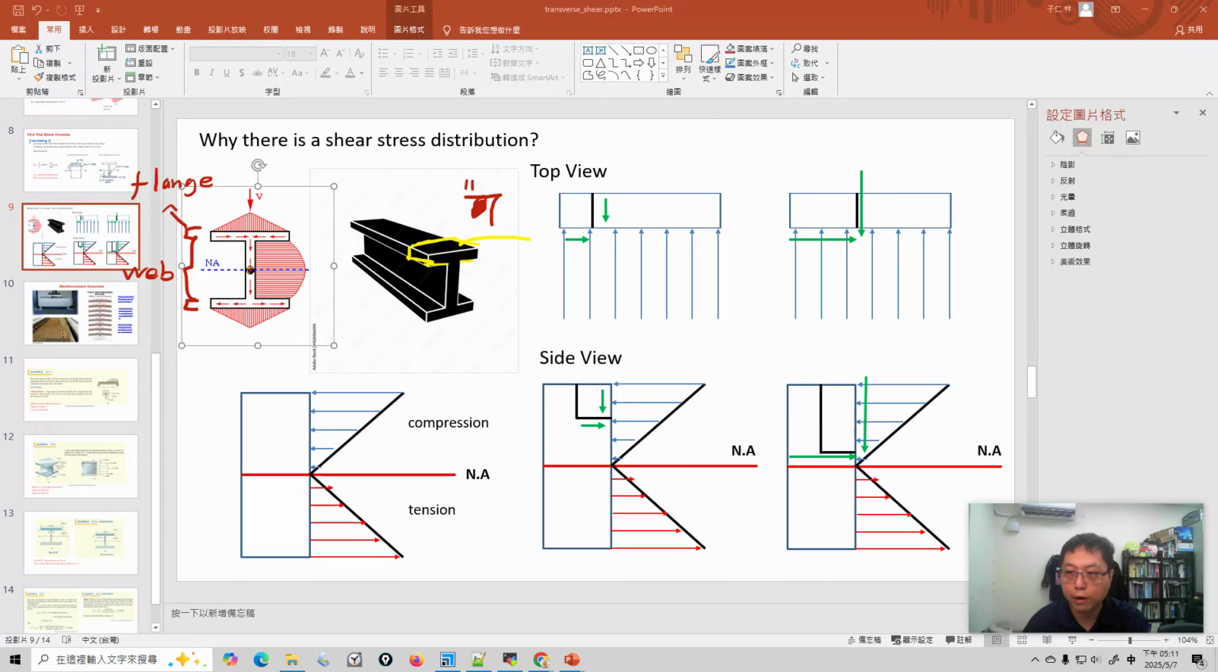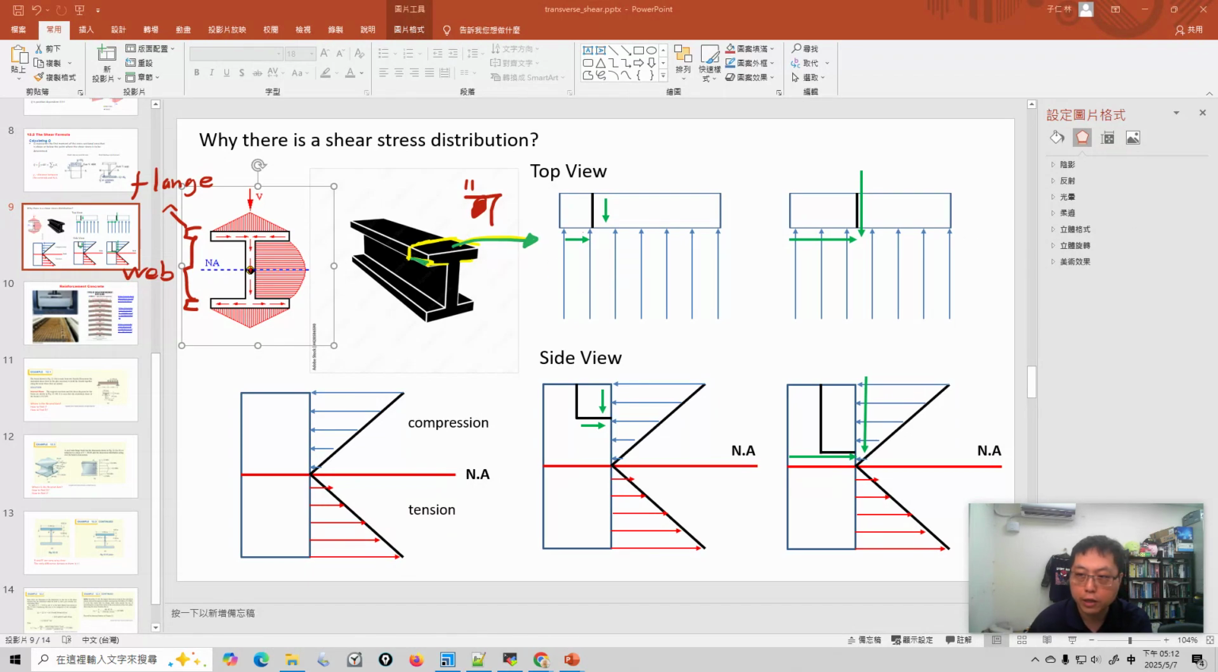Then I draw the top view graph of this section. This is a top view graph of this section. At this top section, we already know there will be a compression stress or tension stress. But for a typical example, let's assume the top section is under compression. At this top section, at the flange part, we already know there is a lot of compression stress or compression force.